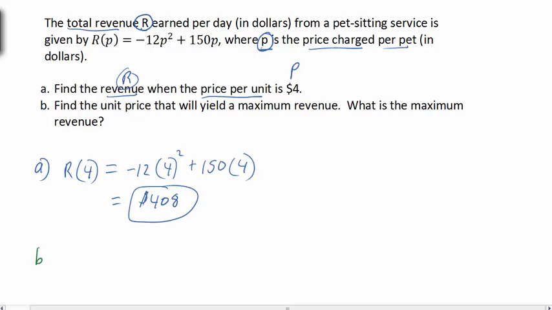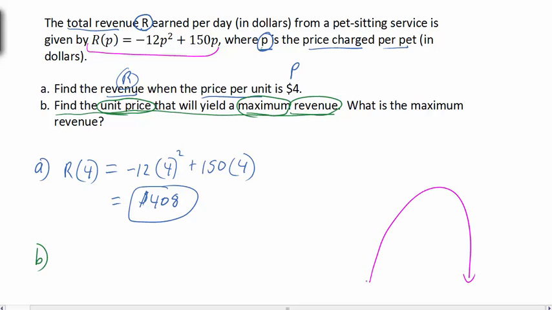All right, so if we look at part B, now we've got to be careful. Part B actually has two parts. The first part says find the unit price that will yield a maximum revenue. So we want to find out what is the unit price. Now, the key thing is we're looking for the unit price that will yield a maximum revenue. Once again, if we think about this equation, we have a negative a value. The coefficient of the p squared is negative, so we know that this is going to give us a parabola that opens down.